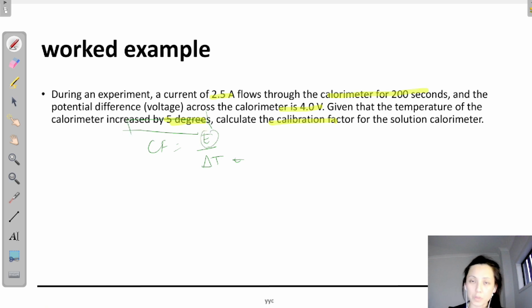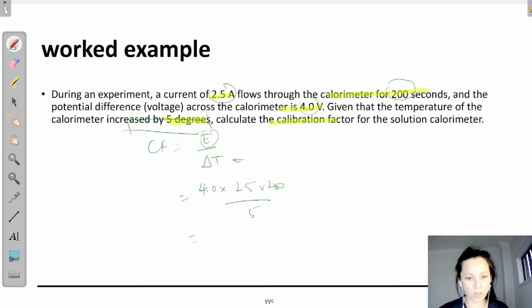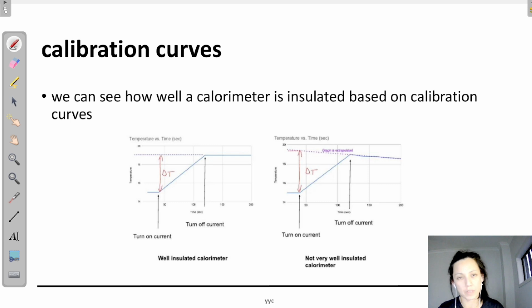And luckily for us, we've got the right values to do that. So we've got voltage here, we've got current, and we've got time as well. So I just multiply the numbers. That's 200. So here, 400. What does that mean? That means for this particular calorimeter, it takes 400 joules to increase the temperature by 1 degree. So that's calculating calibration factors, and then thinking about what we can do with it later on.